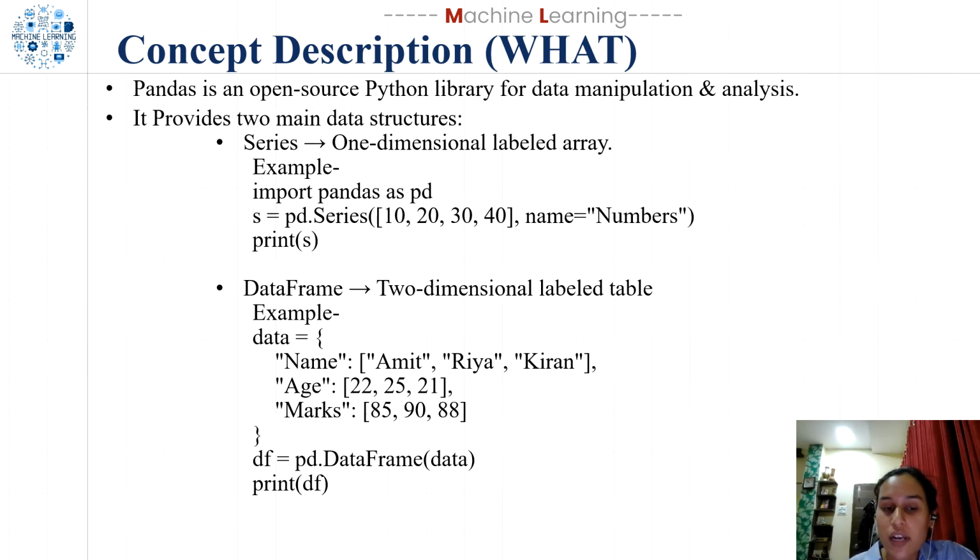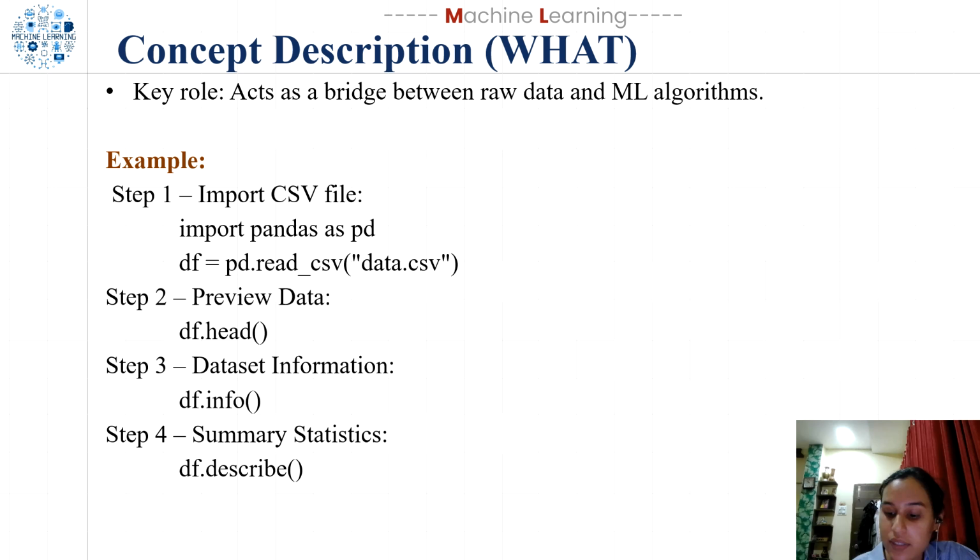The next data structure is DataFrame. This is a two-dimensional labeled array. As a Series is one-dimensional, a DataFrame is two-dimensional, meaning it contains rows and columns. Basically it is like a table in an Excel sheet or CSV file. So the example of a DataFrame is, in the data we have taken name, age and marks, with values like Amit, 22, marks 85. So it is two-dimensional, containing rows and columns. And we are using df = pd.DataFrame, which is a function. So this is what a DataFrame is.